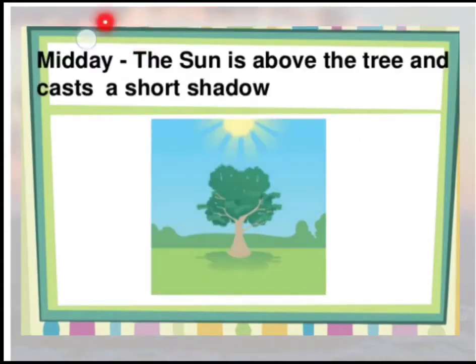Now, if we talk about noon, that is midday. The sun is just above the tree and casts a short shadow, or we can say during the afternoon, the shadow is the shortest because the sun is just above our head. So, when sun is just above our head, the shadow that is formed will be the shortest.